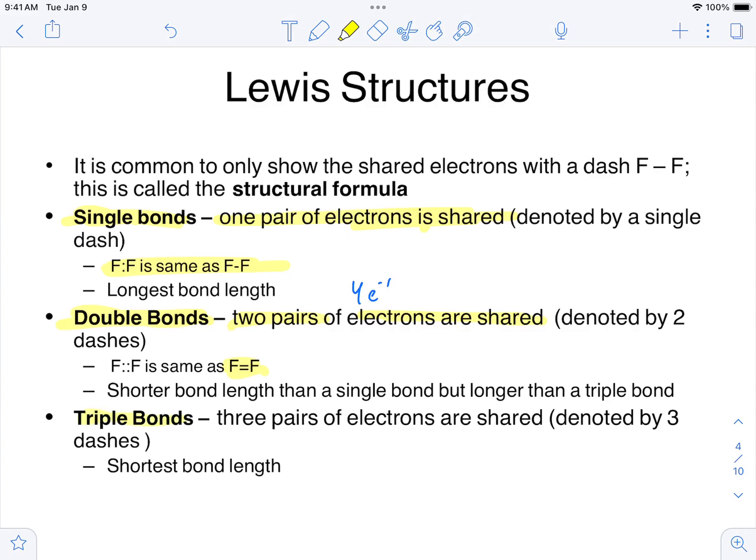And then lastly, a triple bond, that is where 3 pairs are shared. That means there would be 6 total electrons shared there. And as you can imagine, this is the shortest bond length. A triple bond would look like that. Nitrogen is known to triple bond. Certain elements have more tendencies to bond singly, doubly, or triply.